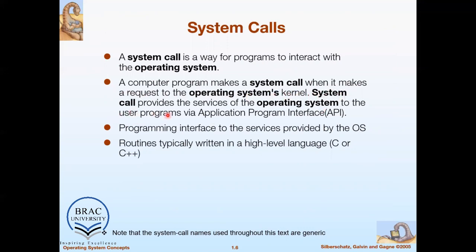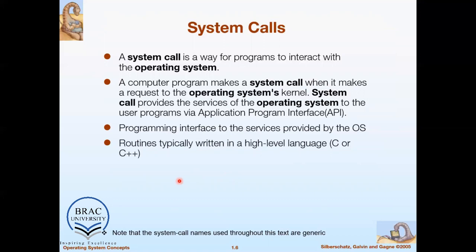System calls provide the services of the operating system to the user programs via the application program interface. So when the program makes a call to the operating system saying that I need to use some particular system resources, then a context switch happens, when the user mode is switched to the kernel mode, so that the program can use those resources. And the call that we are talking about is the system call.